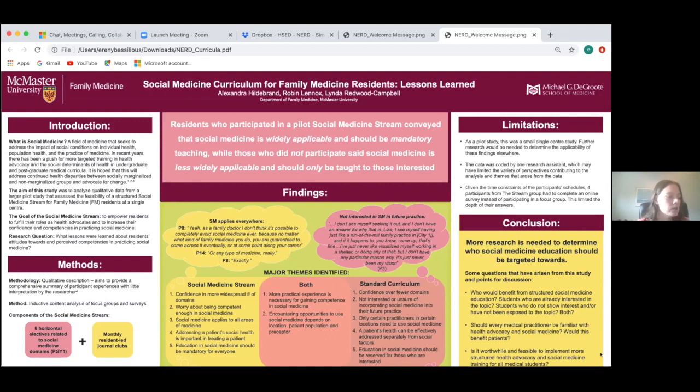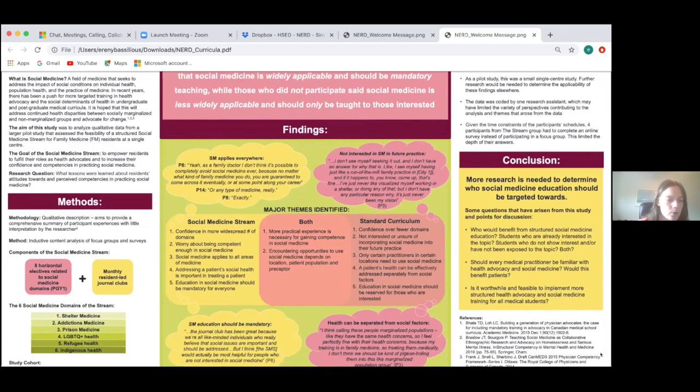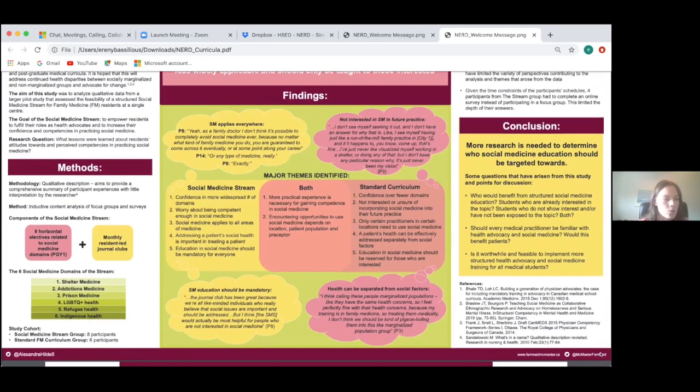So in terms of what the social medicine stream actually looked like, 6 social medicine domains were chosen in order to provide a structured way of covering various areas of social medicine. There's a green chart on the poster there if the facilitator is able to scroll down to see the bottom bit of the poster. So those are the 6 domains. And then also, in order to give participants experiences in these domains, they completed 8 horizontal electives related to social medicine domains, and also attended monthly journal clubs around those topics.